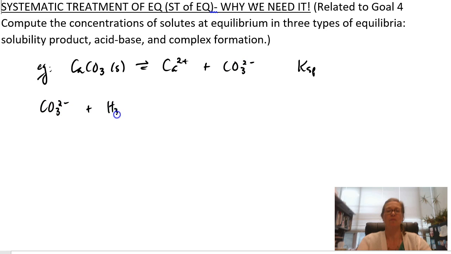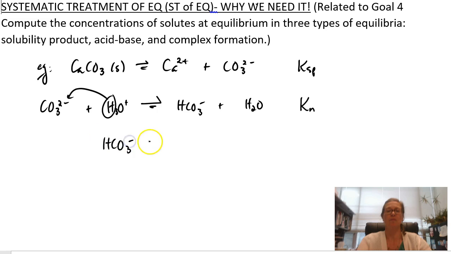The reaction of carbonate with a strong acid to form bicarbonate and water. I would call this a neutralization reaction, so I'll just use Kn, N for neutralization, to represent that. And then what might this bicarbonate do? Well, it could do two different things.